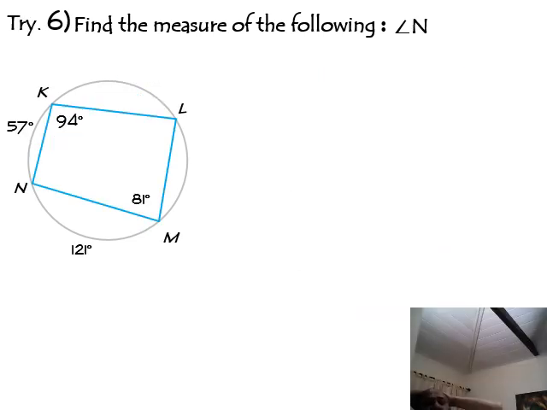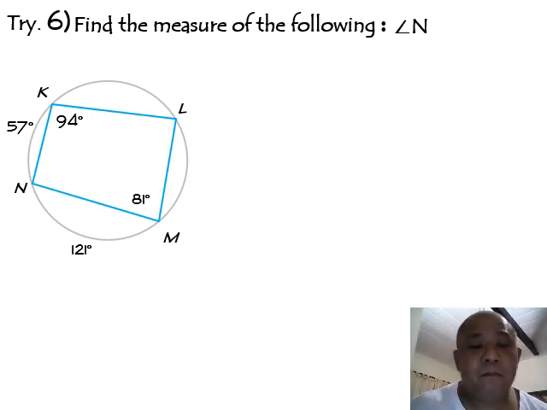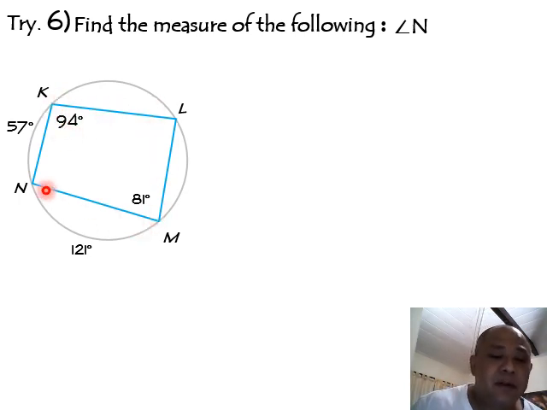Now with that, let's go ahead and try number 6. Find the measure of angle N. Again, let's take a look at it. What do we know? So again, we have a quadrilateral inside of a circle. We know the measure of arc KN, which is 57. The measure of arc NM, which is 121. The measure of angle M, which is 81, and the measure of angle K, which is 94.